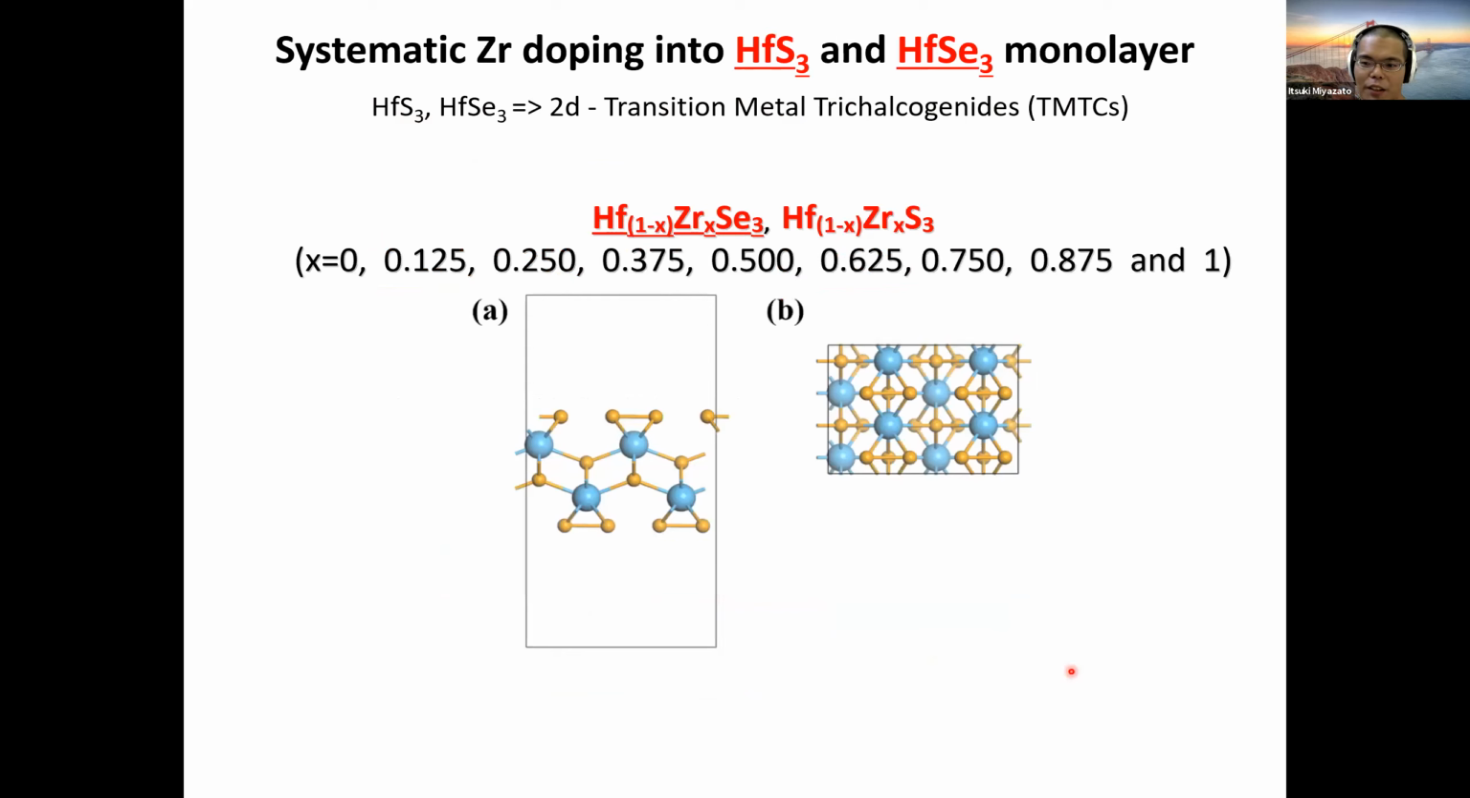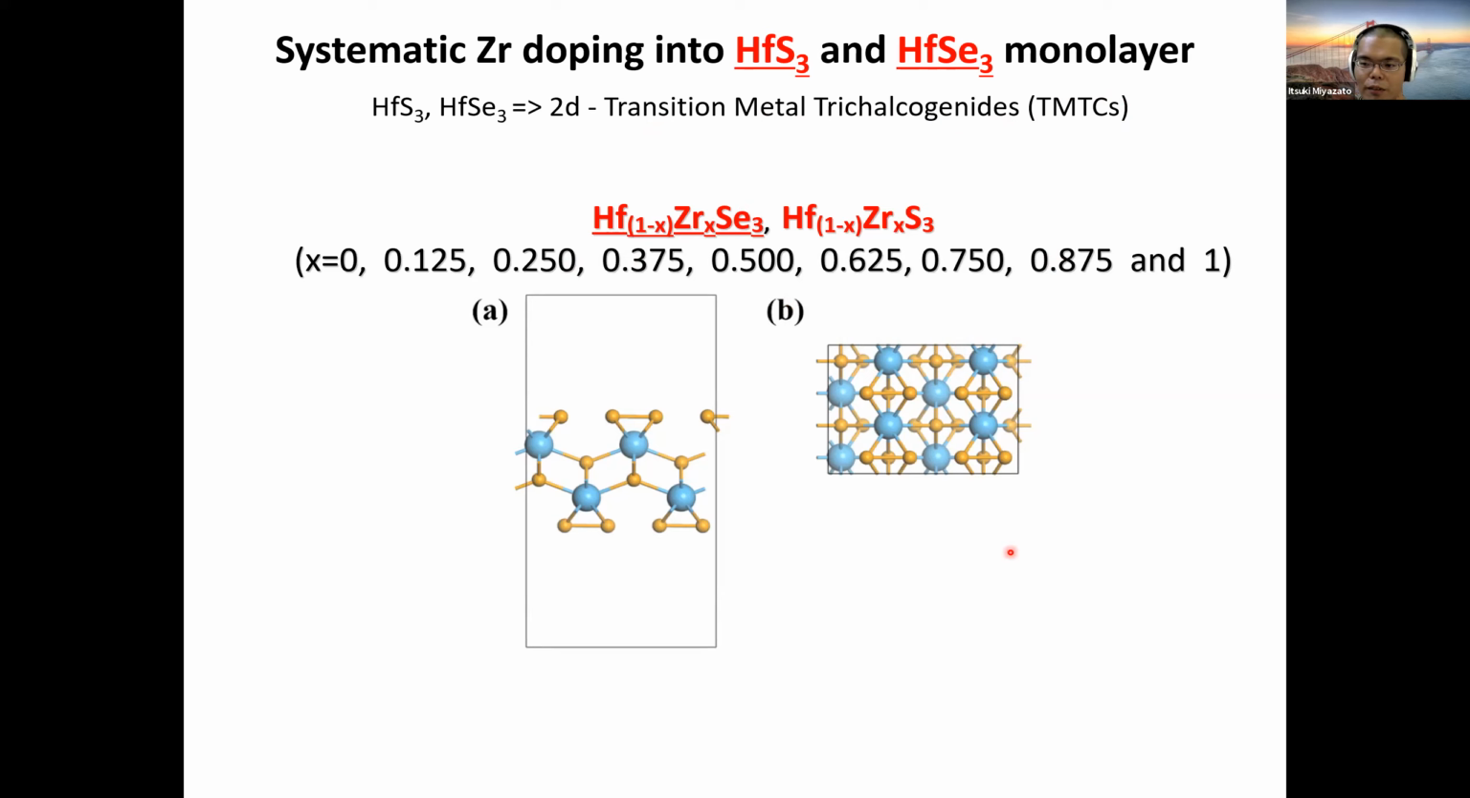In this research, systematic zirconium doping into the HfS3 and HfSe3 monolayers was performed and the shift of their electronic properties investigated. I think some people here know that HfS3 and HfSe3 are known as two-dimensional structures called transition metal trichalcogenides, abbreviated as TMTCs. The structure of typical TMTCs is shown in those images.